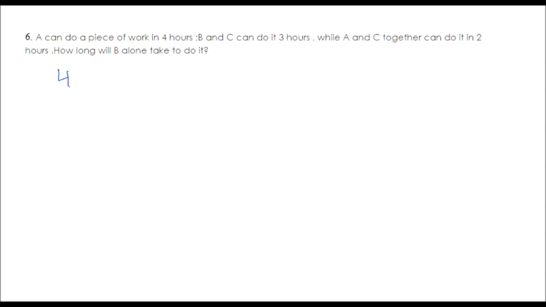Here you are having 4, 3 and 2. You need to take the LCM of 4, 3 and 2. The LCM of 4 and 3: see, LCM of co-primes, of numbers which are beside each other, simply you can multiply them. 4 times 3 is 12, so 12 is the LCM. 2 is a factor of 12, so directly you can take 12 units. So 12 units is the total work, whatever it is.